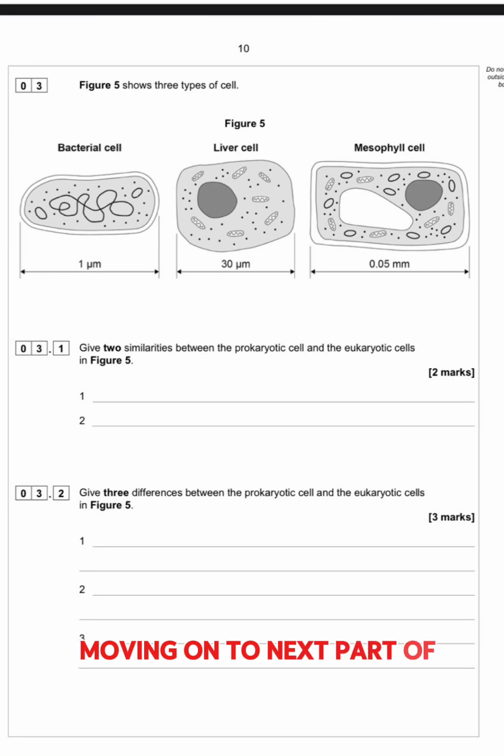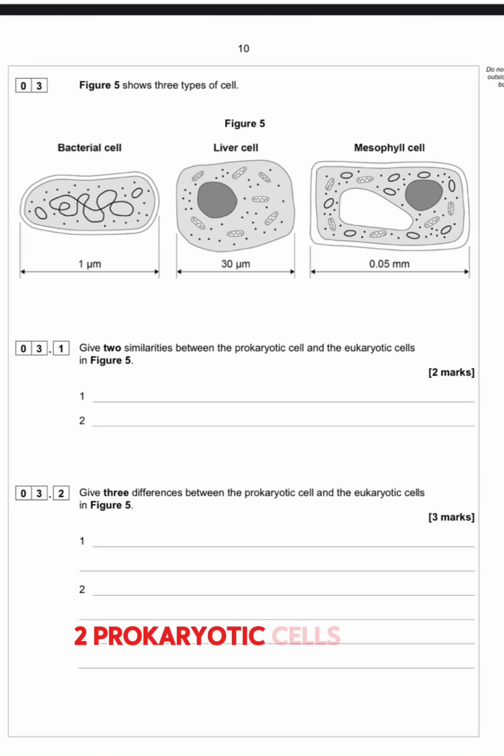Moving on to the next part of the question, which is 3.2, which asks you to give 3 differences between the prokaryotic cell and the eukaryotic cells in figure 5. Here, the examiner wants clear contrasts, 1 difference per line. Differences: 1. Prokaryotic cells do not have a nucleus. Eukaryotic cells have a nucleus.